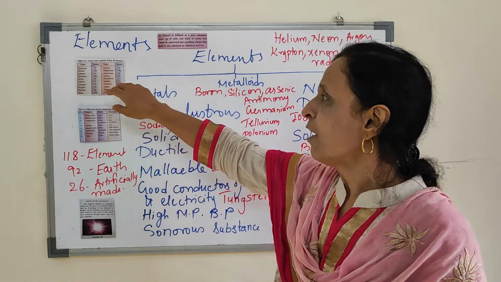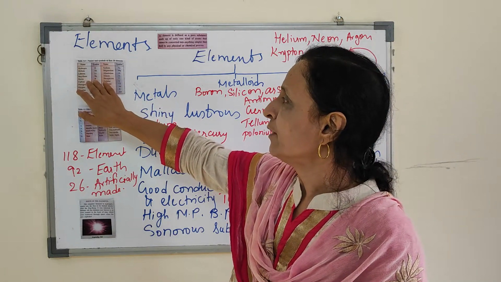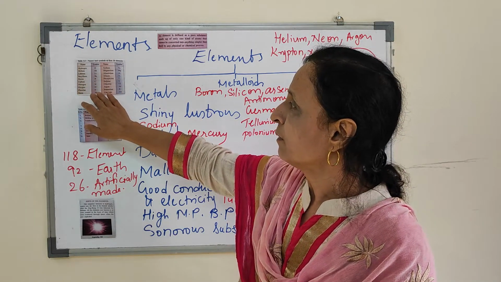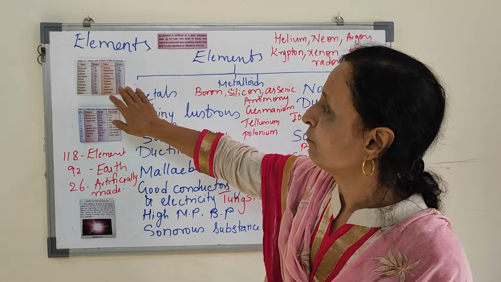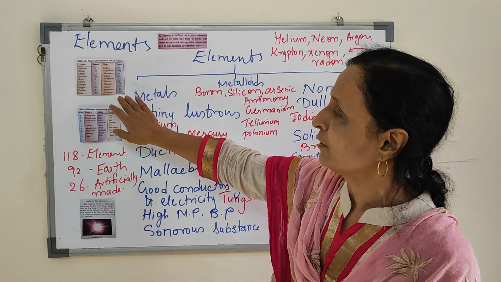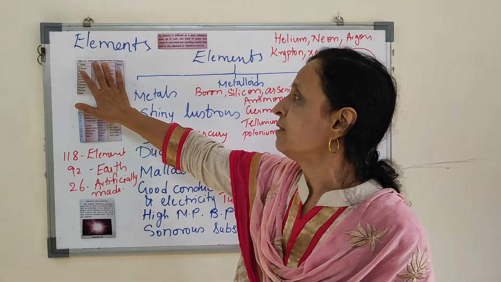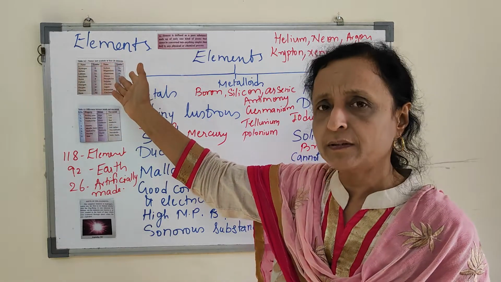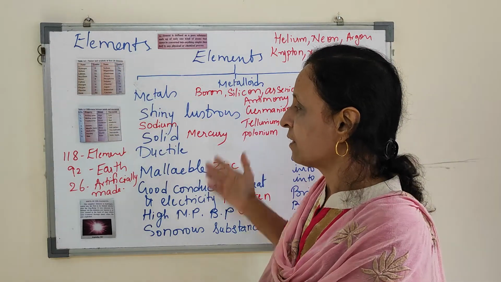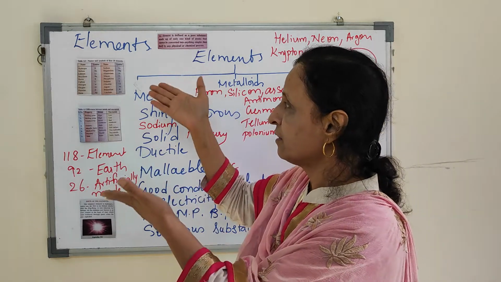20 elements which you have to study. Hydrogen, helium, lithium, beryllium, boron, carbon, nitrogen, oxygen, fluorine, neon, sodium, magnesium, aluminum, silicon, phosphorus, sulfur, chlorine, argon, potassium, calcium. These are the elements which you have to know. We'll study the symbols. Now next, after understanding this, you have to understand the symbols.